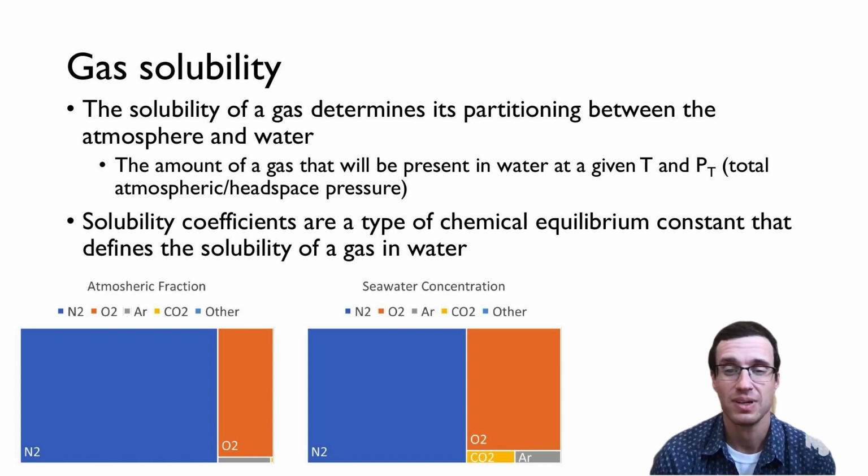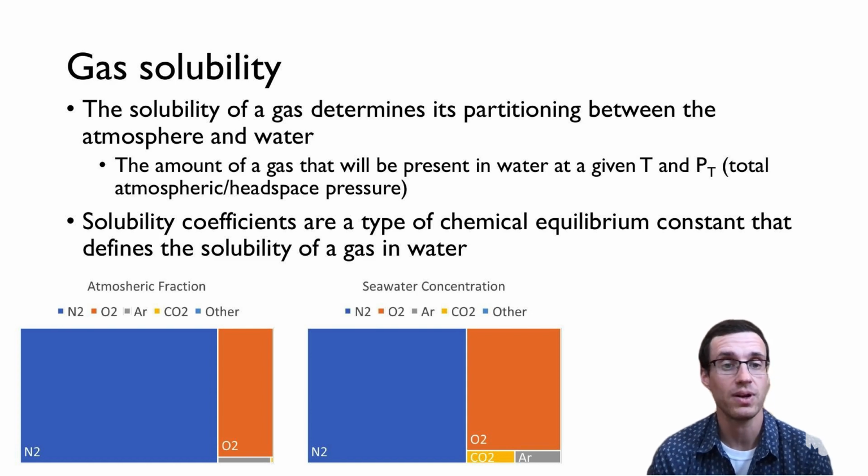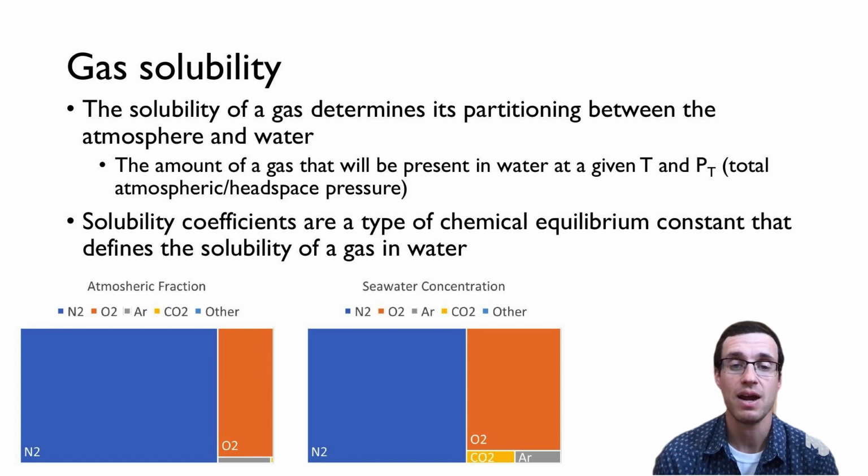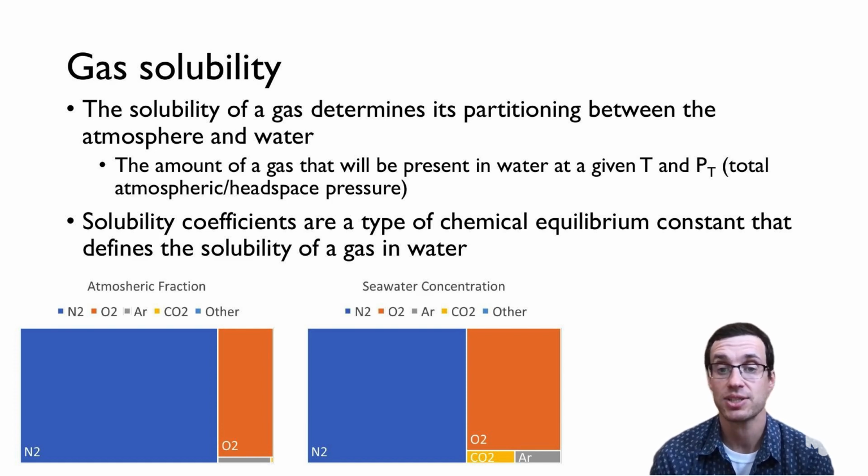Similarly for CO2, it's what's considered a trace gas in the atmosphere. It doesn't mean it's not important, it just means that it's present in a very small concentration. However, it's very, very soluble. And so once you get into the ocean, despite the fact that you only have a minute amount in the atmosphere, you actually have a significant amount in the ocean. It dissolves very easily.